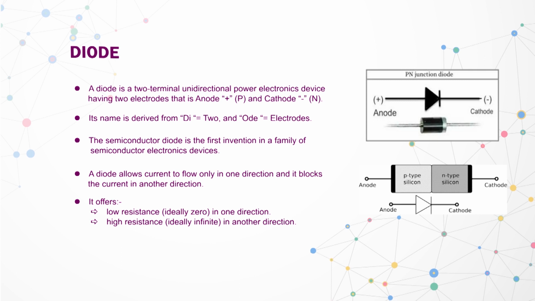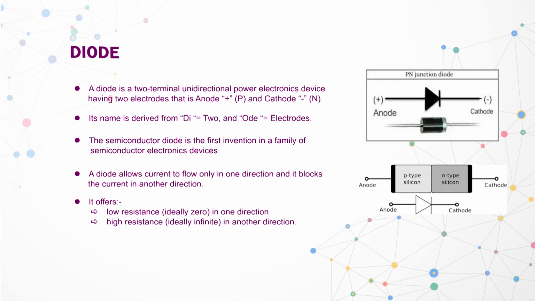Here the picture shows the symbol of diode, which has two parts. One is the arrowhead and second is the bar. The symbol of diode can be divided into two parts, one is called the arrowhead and second is called the bar. So, the arrowhead shows the direction of current flowing through the diode. So, from the symbol we can say that the current in a diode flows from anode to cathode and it blocks the current from cathode to anode.